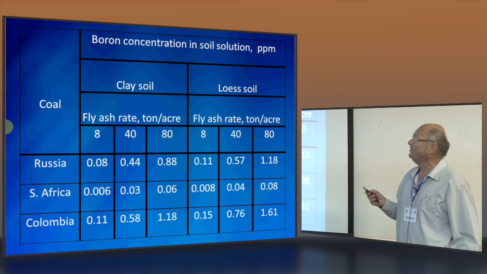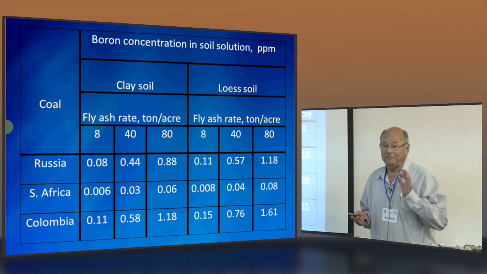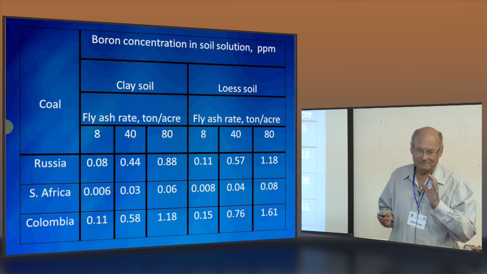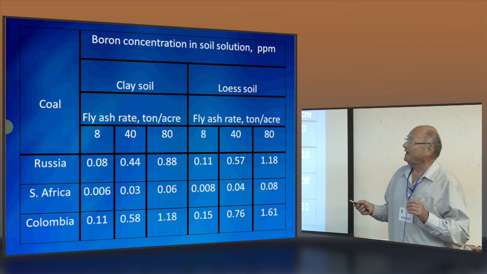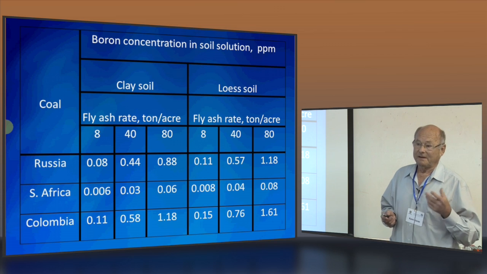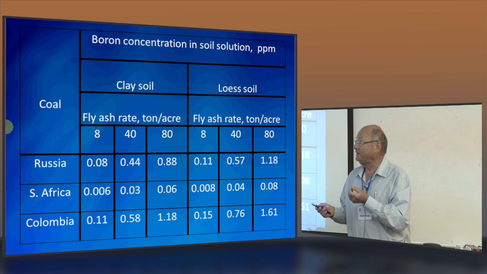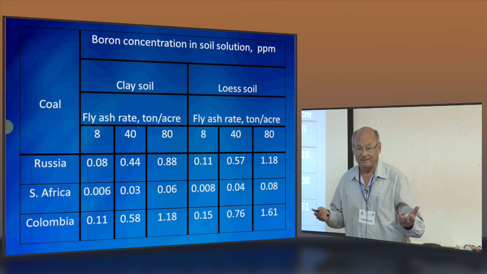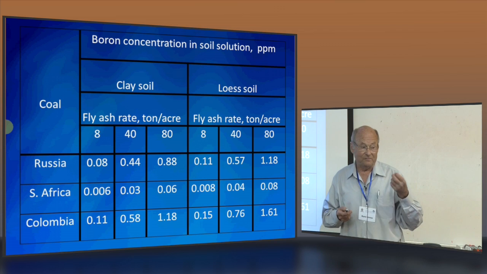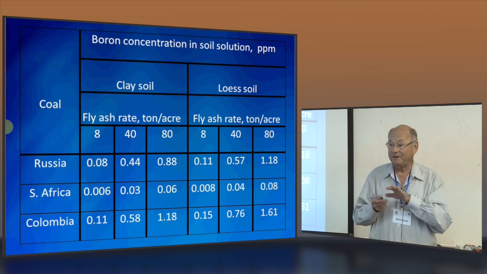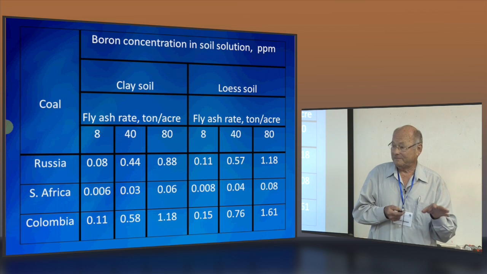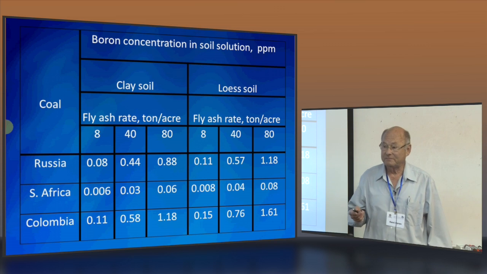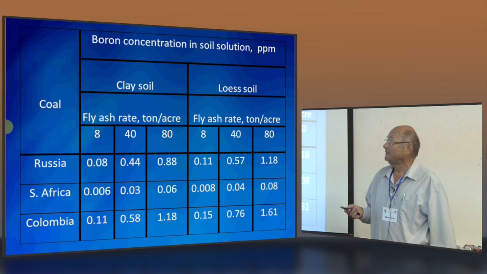So, clay soil and loess soil, with three loads of fly ash. The fly ash is in tons per dunam, and two tons per dunam, or 8 tons per acre, was chosen because of the ratio between organic matter in sludge in the bamsa, what we called, in an enviro, because of this ratio.